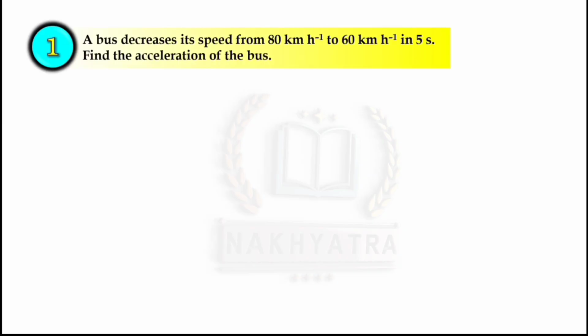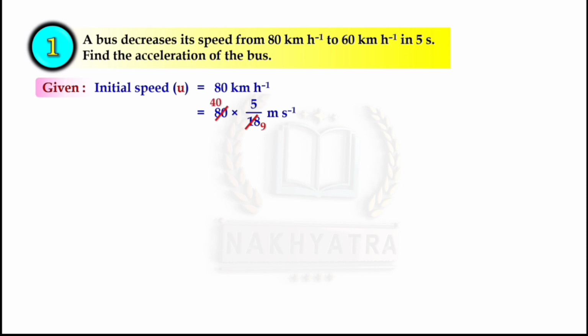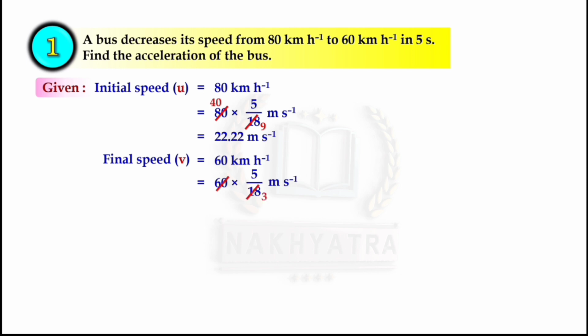Okay, see another question. A bus decreases its speed from 80 km per hour to 60 km per hour in 5 seconds. Find the acceleration of the bus. Here the initial speed is given as 80 km per hour, so convert it into meter per second. So 80 into 5 by 18 meter per second. After calculating, we will get 22.22 meter per second. And the final speed is 60 km per hour, so again convert it into meter per second. After calculation, we will get 16.66 meter per second. So time t equals 5 seconds. We have to find out the acceleration of the bus.